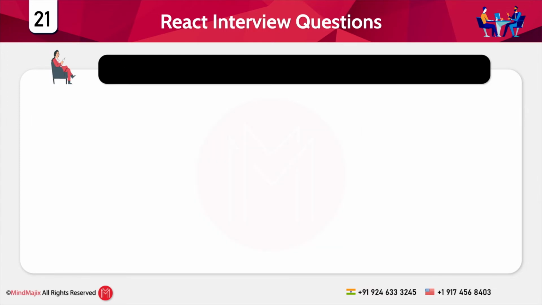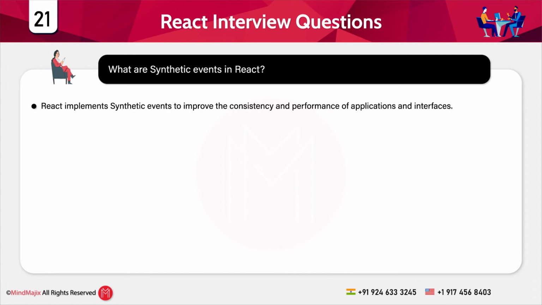The next question is, what are synthetic events in React? React implements synthetic events to improve the consistency and performance of applications and interfaces. A synthetic event is a cross-browser wrapper around the browser's native event. It combines the behavior of multiple browsers into a single API to make sure the events have the same properties across different browsers and platforms.